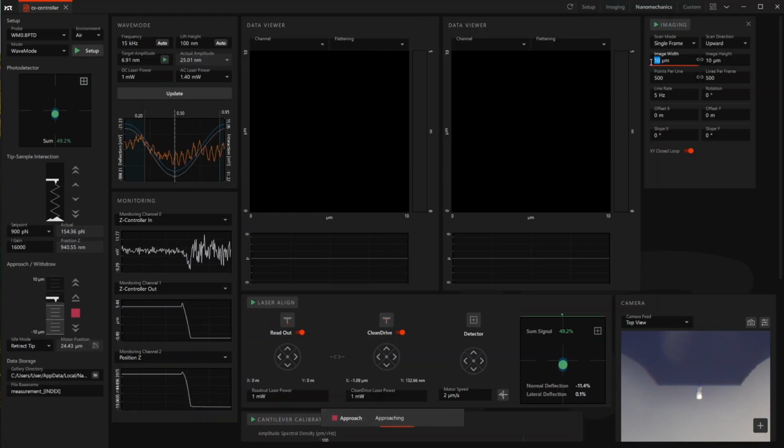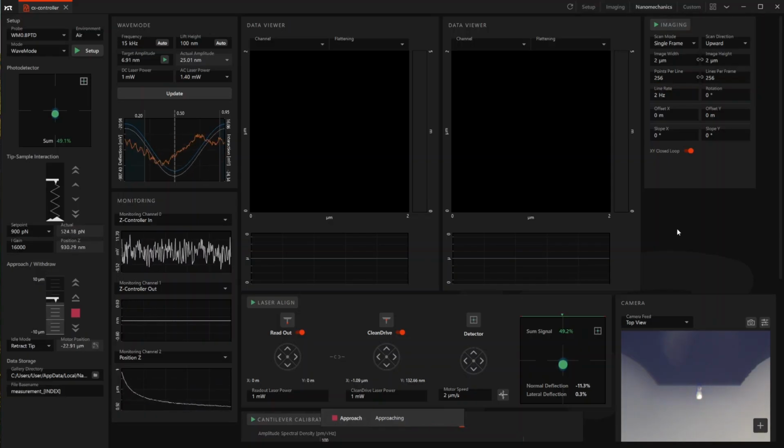While it's approaching, I'll select the scanning parameters. Yeah, 2 micrometers. I think we can do 2 hertz line rate. We can start with 256 points per line.